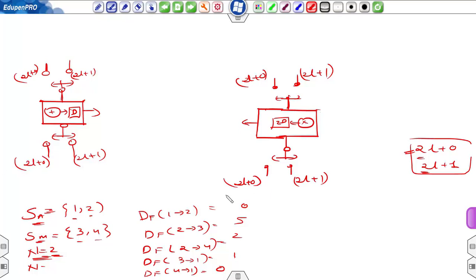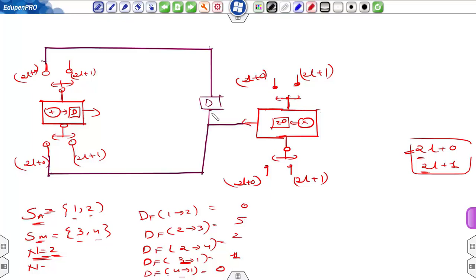Okay, how many delays should be in between? That will be given by these equations, 3 to 1 and 4 to 1. So DF 3 to 1 is 1 and DF 4 to 1 is 0. So one of the inputs should be connected to this multiplier with one delay in between, and the second input should be connected with 0 delays. So it is connected accordingly, one delay element in between and no delay element. Okay, with the use of these two folding equations.